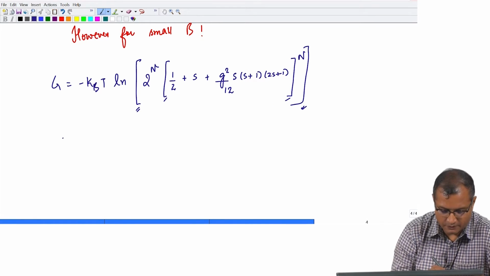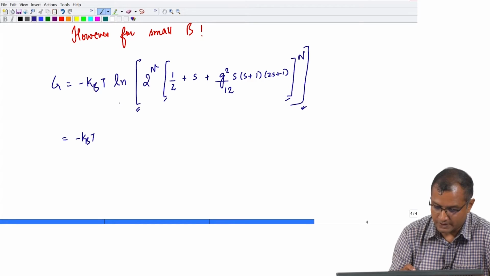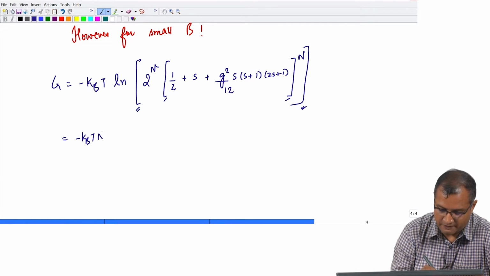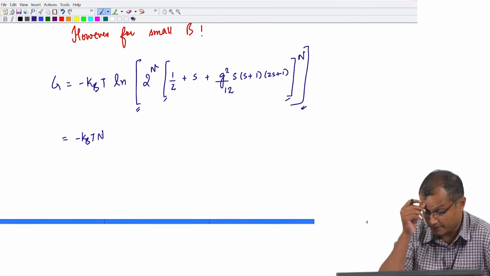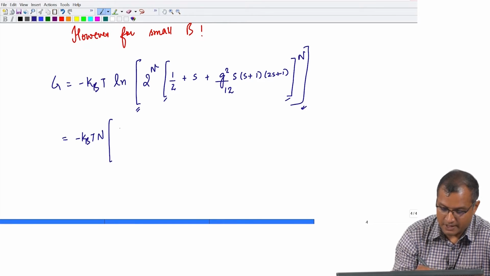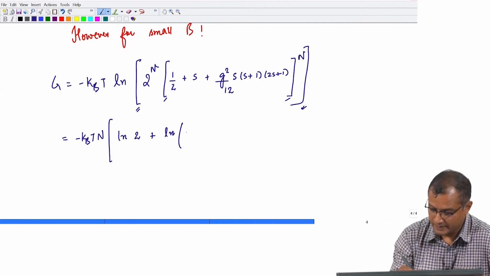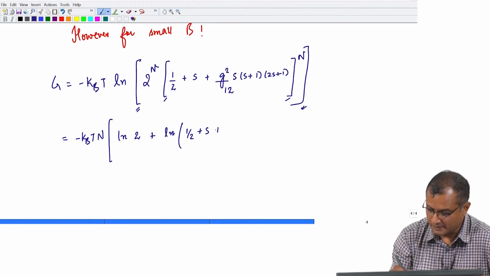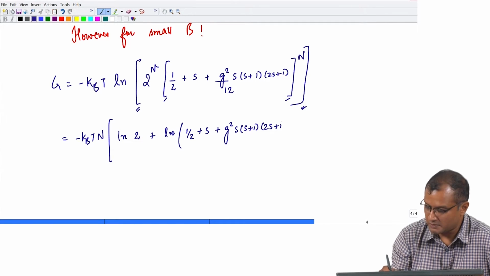and so what you can do here is the following. You can take minus kbt and the logarithm of these 2 will give you a common prefactor of n outside, because both these terms that are multiplying are raised to n. So, I can write this as ln 2 plus ln of half plus s plus g square s into s plus 1 into 2s plus 1 over 12. Is it okay?